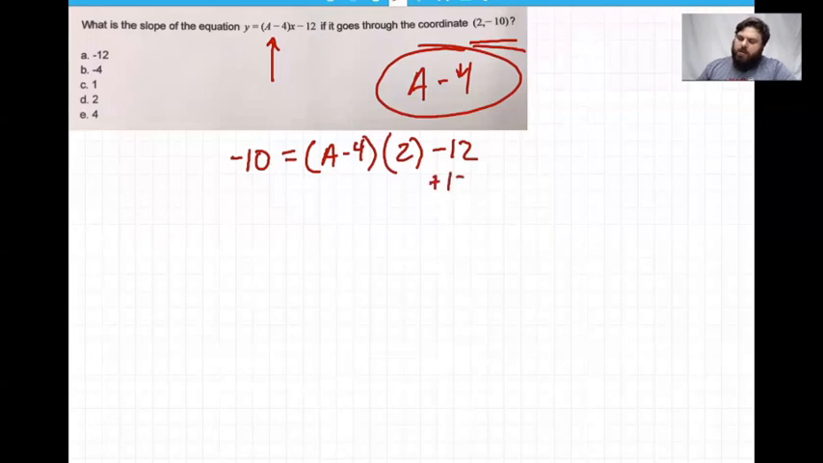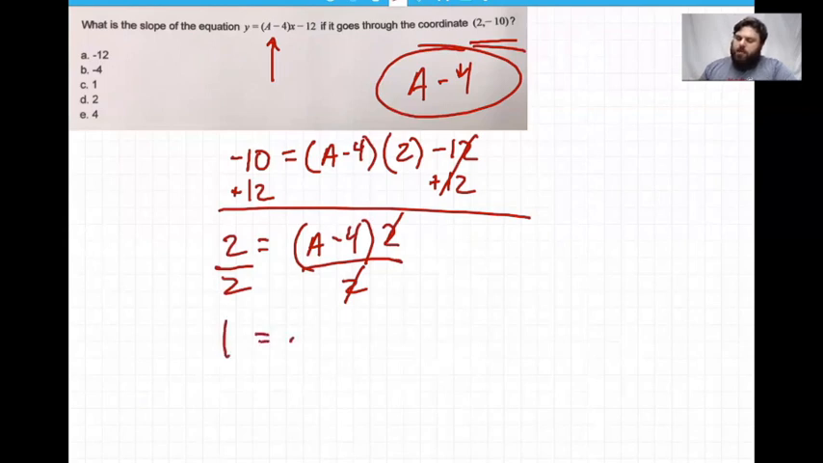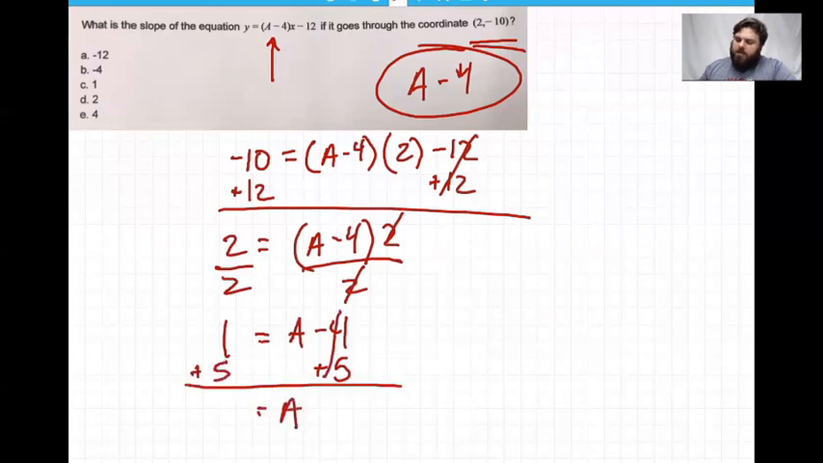So I add 12 to both sides. That gives me a minus 4 times 2 is equal to 2. Now you could distribute the 2, but I think it's easier right here just to divide it out first. Opposite of multiplication by 2 is dividing by 2, which means they're inverses and they cancel. So I'm left with 1 equals a minus 4.